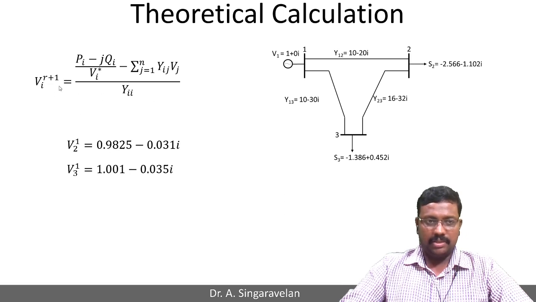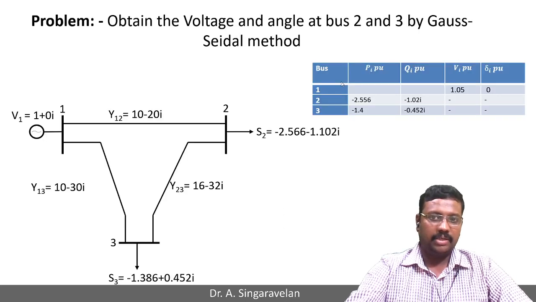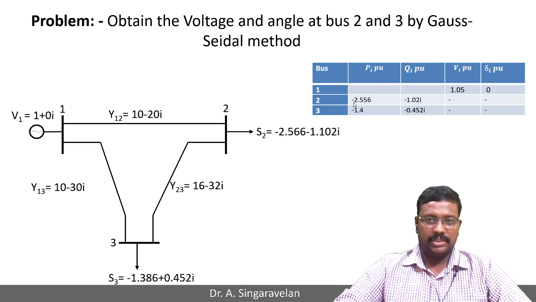In this formula, the real and reactive values for the different buses are given in the question. Suppose i is 2, that is, for the second bus I need to find the voltage, then r plus 1 will be 0 plus 1, the first iteration. Pi is the value given in the table. Pi for bus 2 is minus 2.556, and Qi, that is Q2, is minus 1.02j.